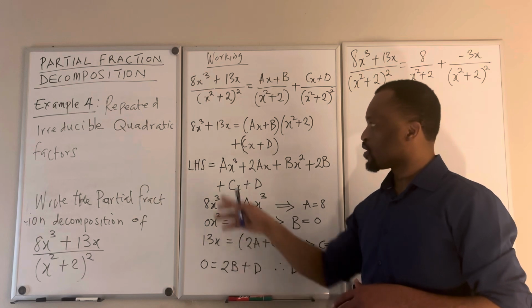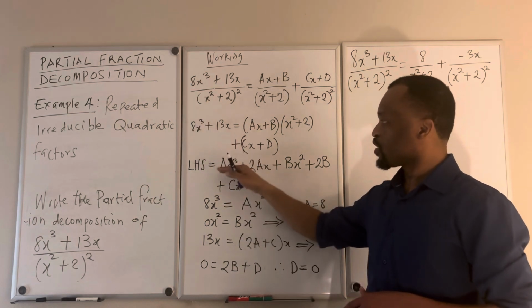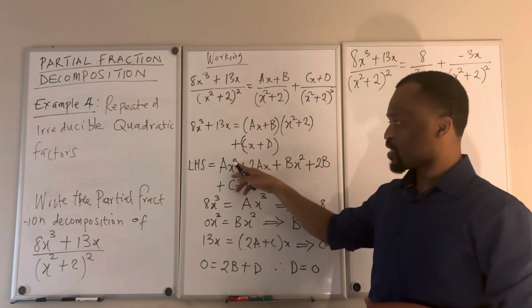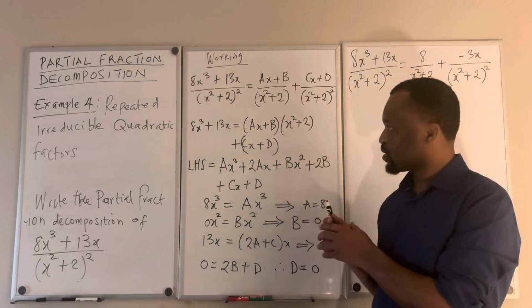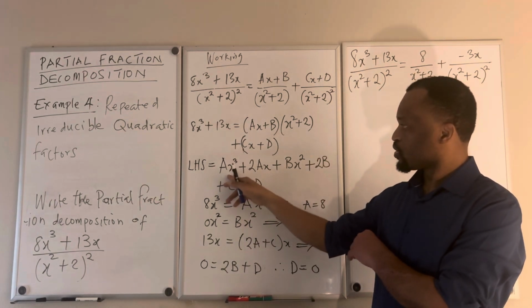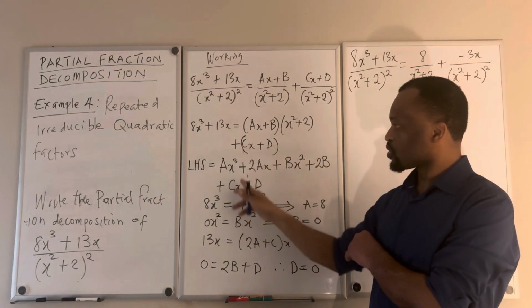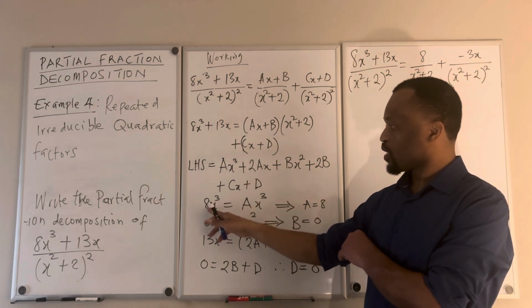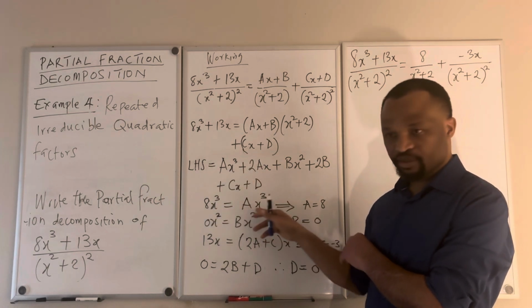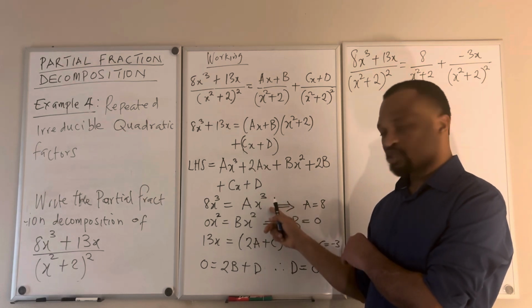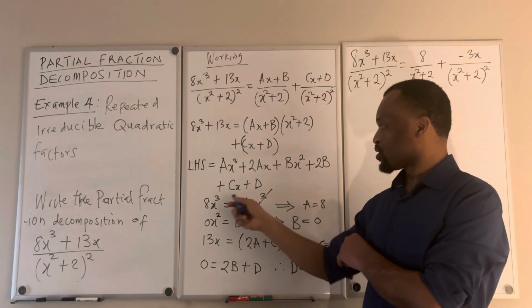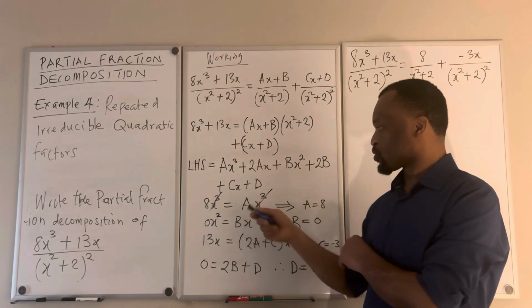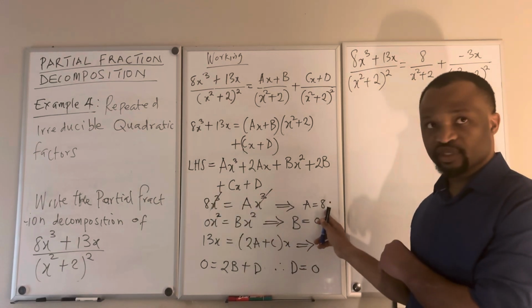What are the like terms? We'll have x raised to power 3 here. What coefficient has x raised to power 3 on the right hand side here? It is a. So we equate this ax raised to power 3 with 8x raised to power 3. With this, x raised to power 3 cancels, and we're left with a is equal to 8.